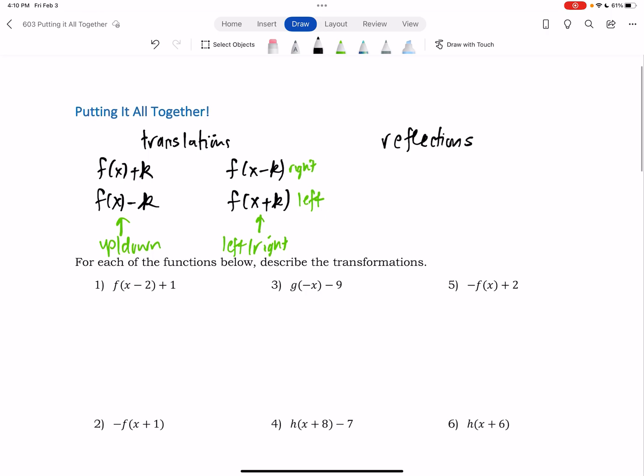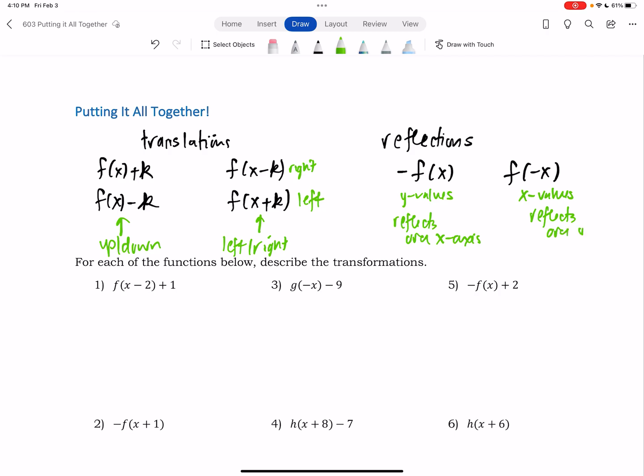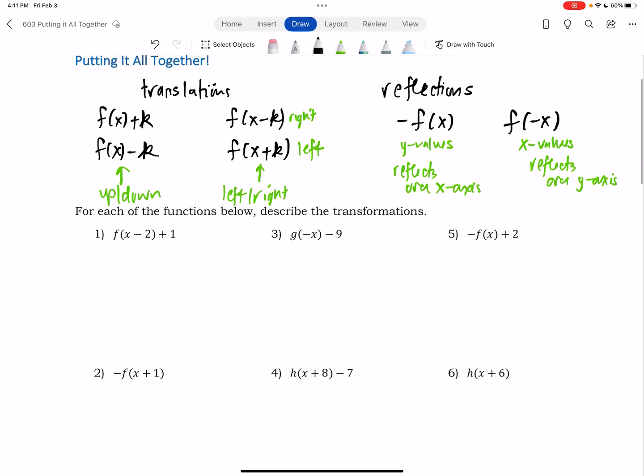And then reflections, again, we have two kinds of reflections. We can put the negative on the outside or on the inside. When it's on the outside, it changes the y values. When it's on the inside, it changes the x values. So that reflects over the x-axis or reflects over the y-axis. So when you look at a function, you want to determine which of these things are happening.